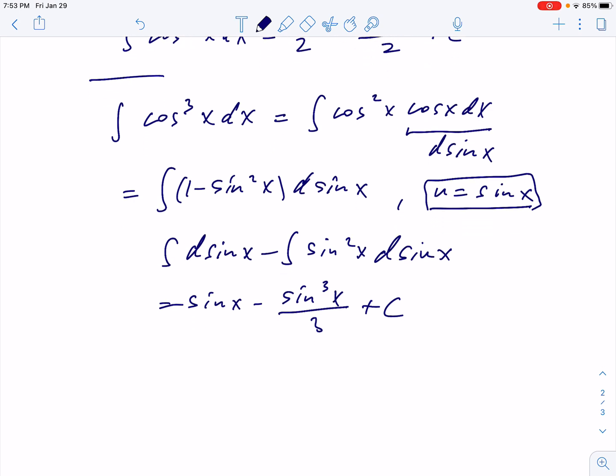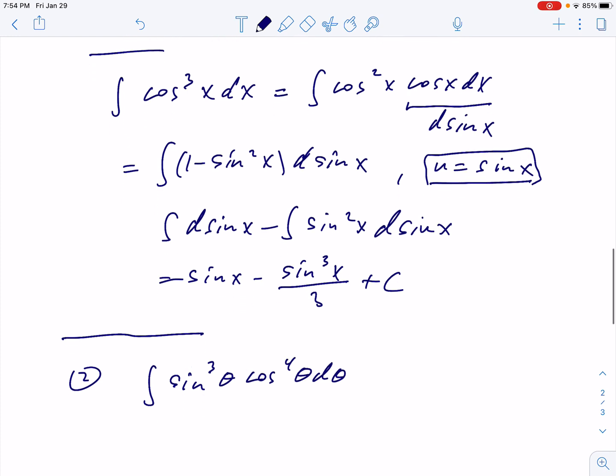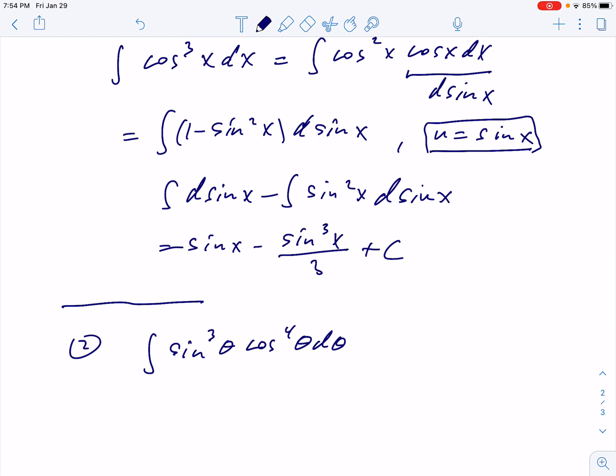Okay, what next? Well, now I want to do some examples from the book. Here is number 2 from section 7.2. Evaluate integral sine cubed theta cosine 4th power theta d theta. Theta is our variable now. This letter is often used for angles, and here we have an integral with theta. How to solve this?